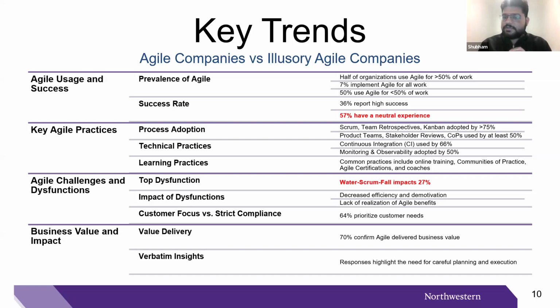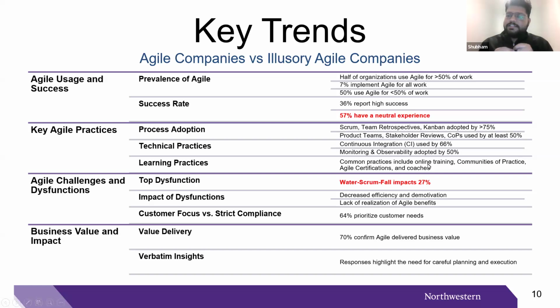Now, as mentioned, 57% have a neutral experience. The key agile practices we talk about in common, whenever a company takes on agile, are implementing Scrum, Kanban, and sprint retrospectives. They make their organization product specific or product focused, and we can see at least 50% of companies do so. Then there is continuous integration, where all the components that used to be followed in parallel in a waterfall model start being integrated into a common pipeline. Most of the companies claim to attempt that, around 66%. And you keep monitoring and observing how things are going. Usually just 50% of companies do that.